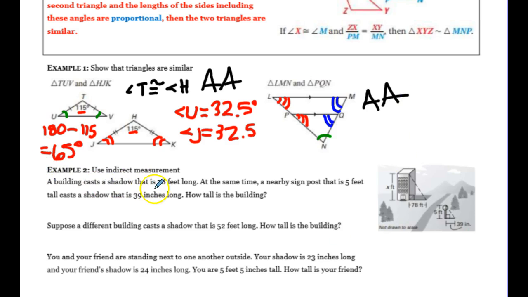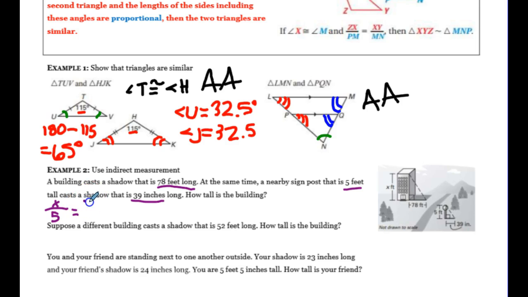So in example 2, a building casts a shadow that's 78 feet long, and at the same time a nearby post is 5 feet tall, and it casts a shadow that is 39 inches long. So we want to figure out how tall the building is. Now, first you need to make sure that you pay attention that this is 39 inches, not 39 feet. So I'm going to do it all in feet since we're trying to figure out the height of our building. So if X is the height of my building, it pairs up with the height of my post, which is 5.